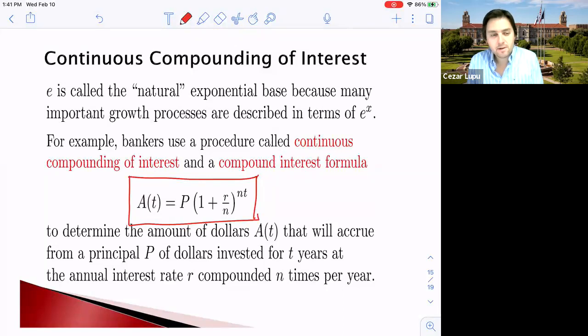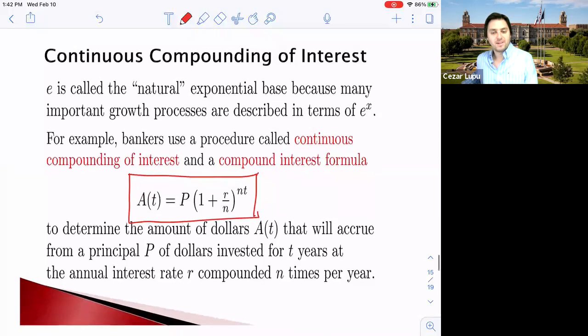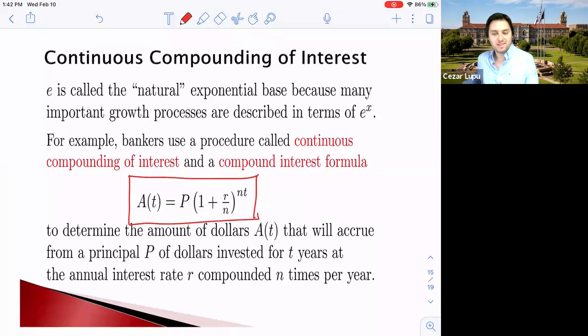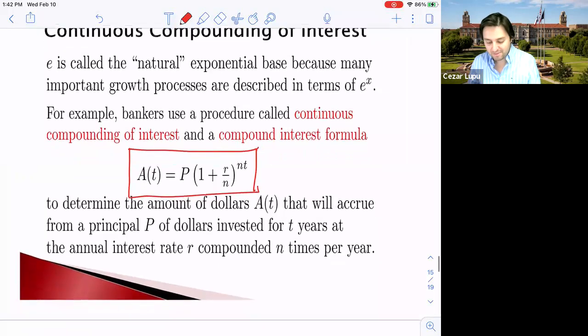So this guy here is to determine the amount of dollars over time t that will accrue from a principal P of dollars invested for t years at the annual interest rate r compounded n times per year. So this is where the base of the natural log comes from. See, you need it for your compound interest in the bank.